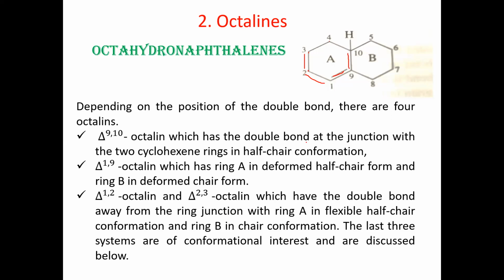In the case of delta 1,2 octalin and delta 2,3 octalin, which have a double bond away from the ring junction, ring A is flexible to a half chair conformation and ring B is in a chair conformation. At least 3 systems of conformational interest are discussed below.